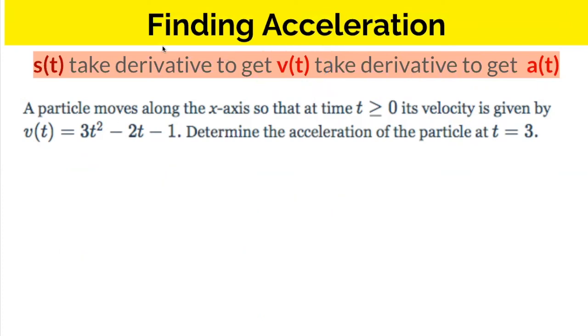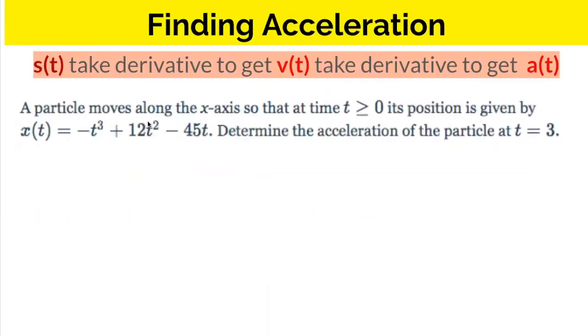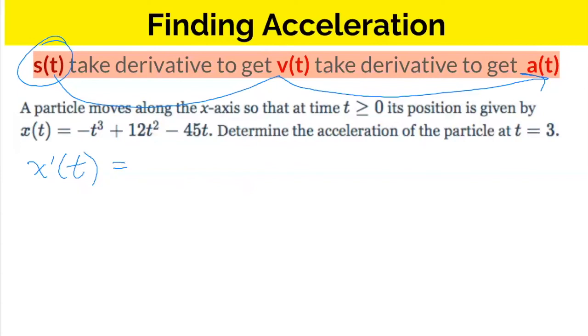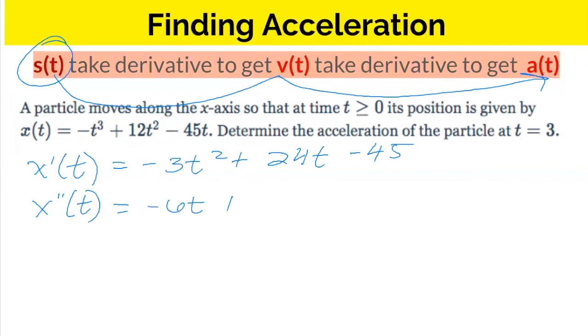Okay, and then look at the next one. The next one, they gave you the position function, so you need to get to the acceleration. So you're gonna have to take the derivative twice. So let's find the derivative, which is gonna give us negative 3t squared plus 24t minus 45. Then let's take the derivative again because we need to get to the acceleration function. Negative 6t plus 24. So we know this is our acceleration function.